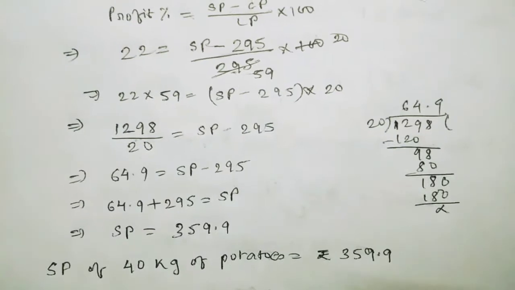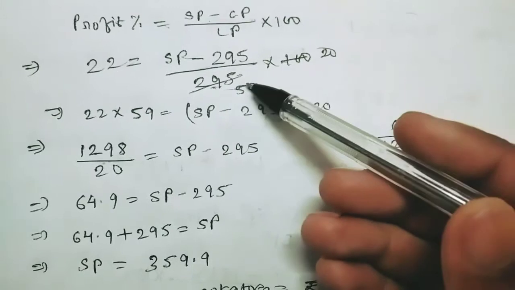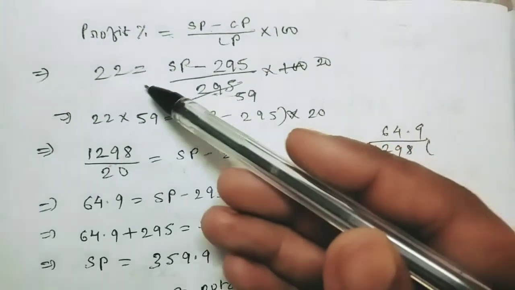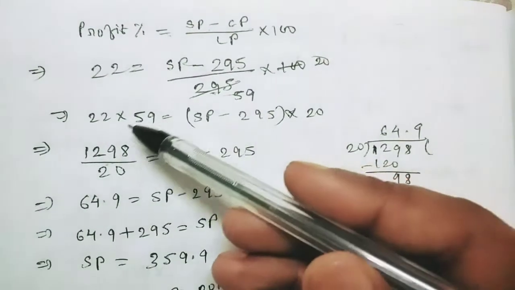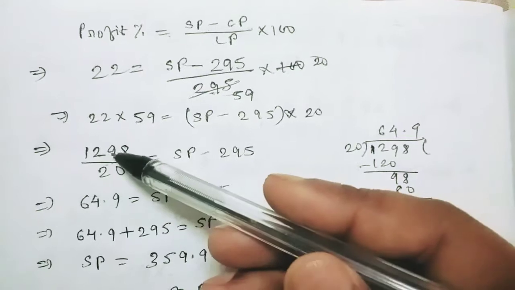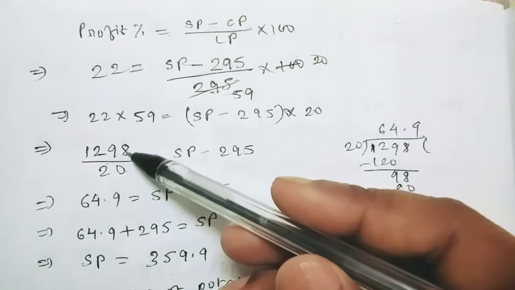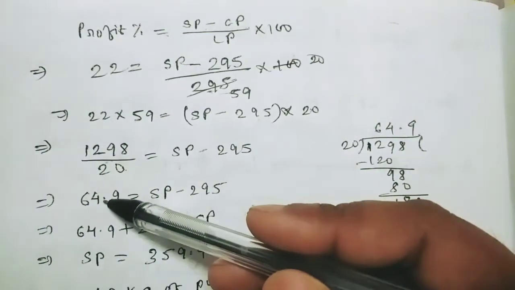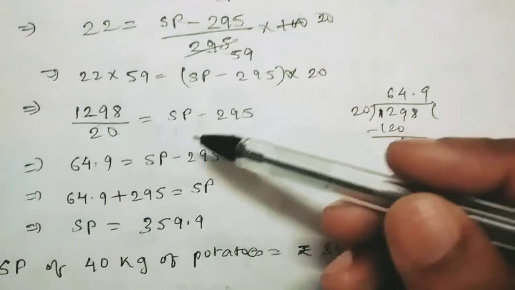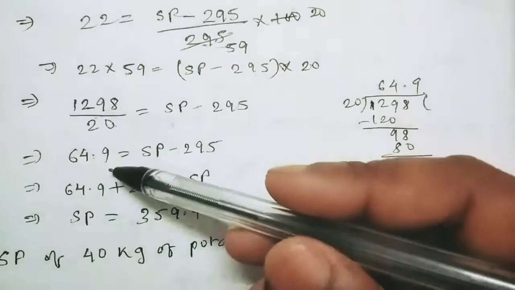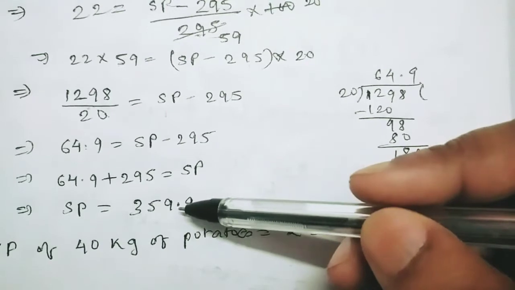Okay, so here you can see the calculation part. I have cut it by 5, so it is coming 20 and 59. Then 59 into 22 is cross multiplied, so here it is into 20. Then it is multiplied and it is coming 1298, and this 20 has come down in the denominator. So when you divide this, we are getting 64.9. Then this minus 295 will go to that side and become plus. Then when you add it, we are getting the SP 359.9.